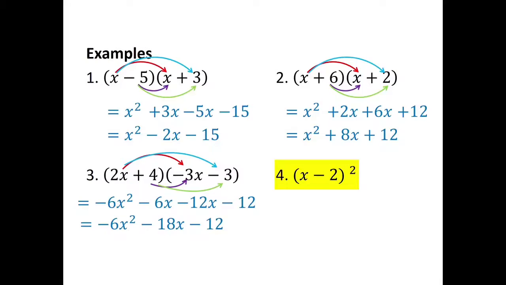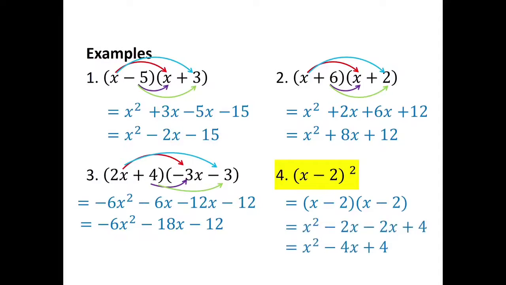That means I can actually just write it out as two brackets. Once you've written it out as two brackets, then you can FOIL it out. So firsts, outers, inners, lasts. And if you do that, that's what you're going to get once you've simplified your like terms.